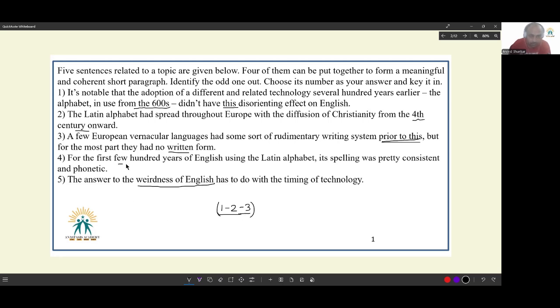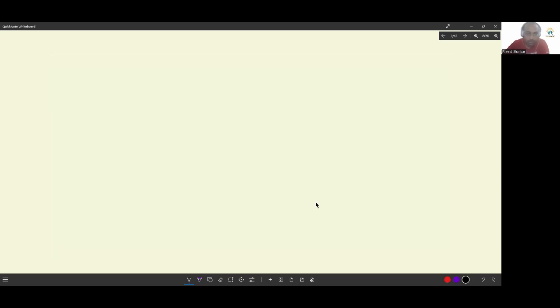And again, for the first few hundred years of English using the Latin alphabet. And the Latin alphabet is also mentioned in 2. So 4 is also perhaps a part of this. And therefore, the odd one out for this question has to be 5. Next question.